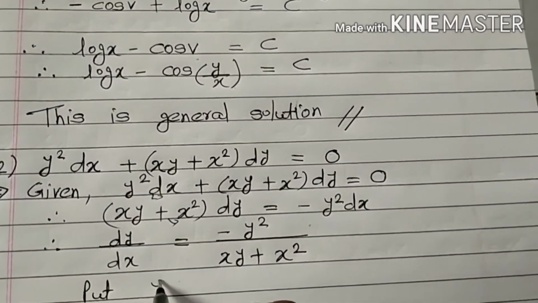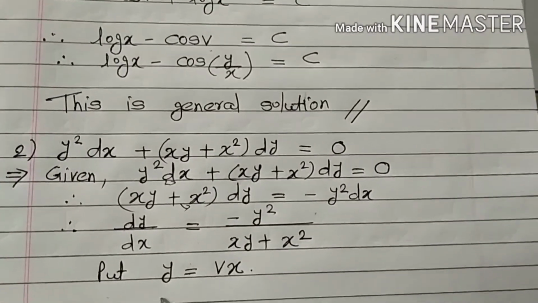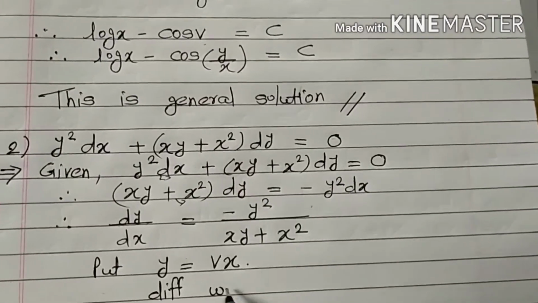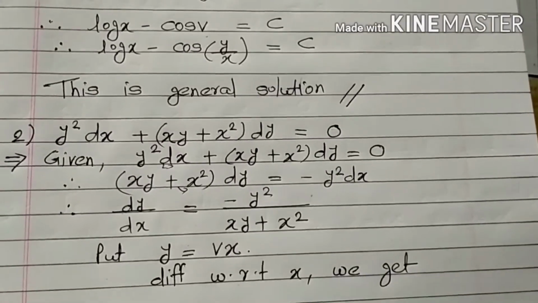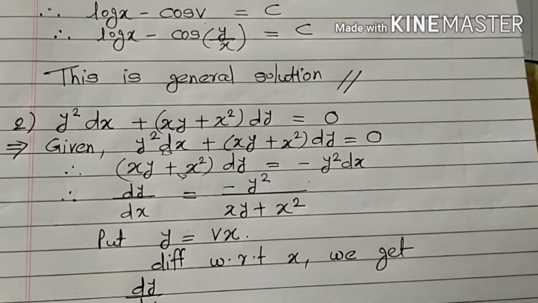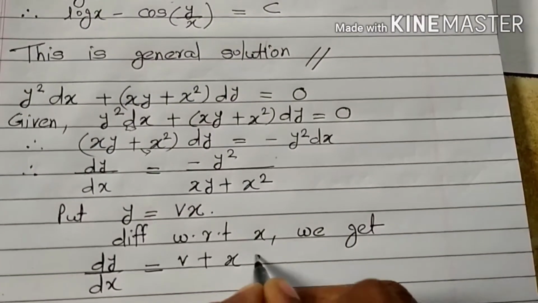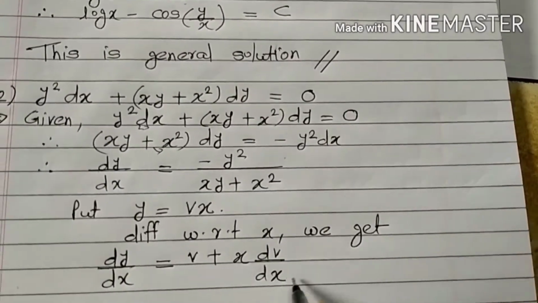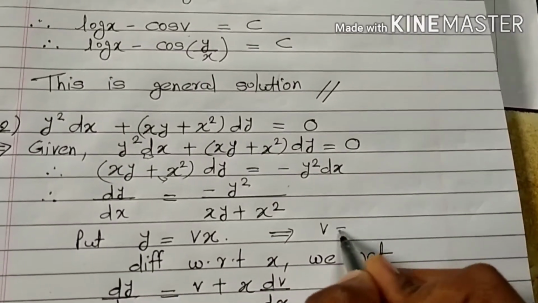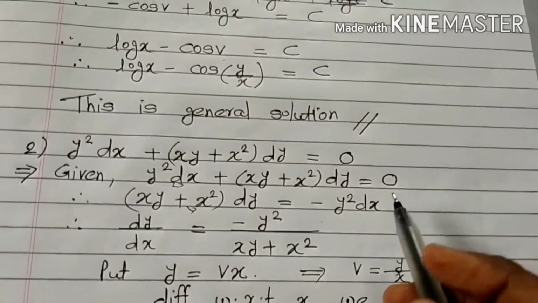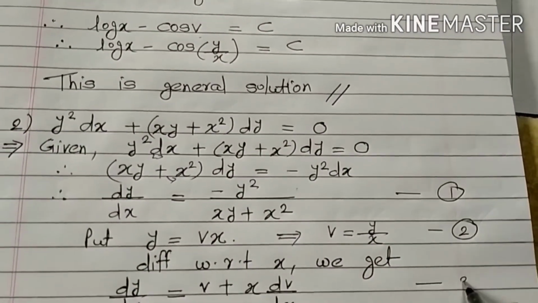So put y is equal to vx. This is a very important step. Now differentiate with respect to x. So we get dy upon dx, which is equal to v plus x dv upon dx. And from this, v is equal to y upon x. This is equation first, this is equation 2, and this is equation 3.